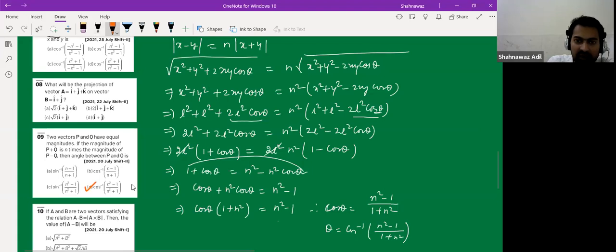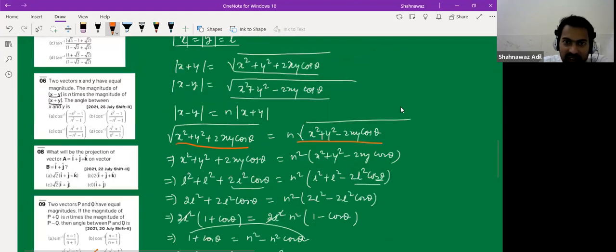Right, guys? So we just simply used the fact that the magnitude of the subtraction is n times the magnitude of the addition, right? Okay, so are you guys noting it down? Yes, yes. Yes, brother.